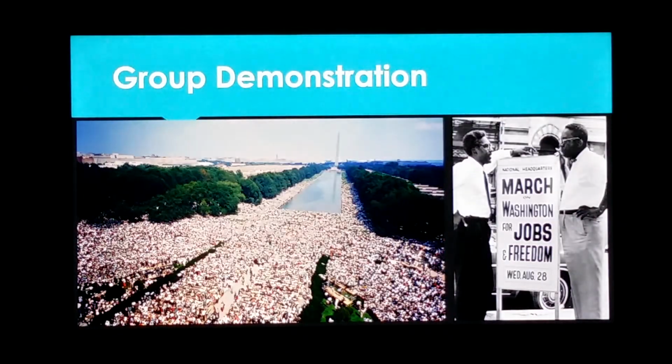So, big examples of group demonstrations. Here's one we'll talk about a lot during this unit, which was the March on Washington for Jobs and Freedom. As you can see there, between 250 and 300,000 people will line the Washington Mall around the reflecting pool in between the Washington Monument and what you can't see, which would have been at the very bottom of the screen, would be the Lincoln Memorial. That's where the I Have a Dream speech happened.